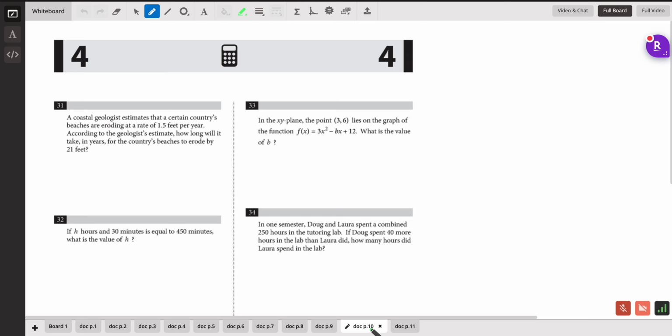Okay, 31. This is a simple ratio problem. The county's beaches are eroding at 1.5 feet per year for 1 year. And according to the estimate, how long will it take in years for the country's beaches to erode by 21? So this is just a simple cross multiply. So 21 equals 1.5 times x, divide, and the answer you will get is 14.